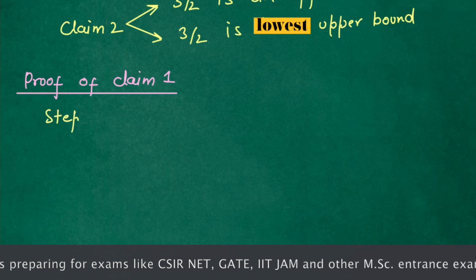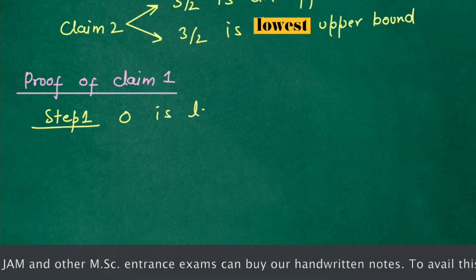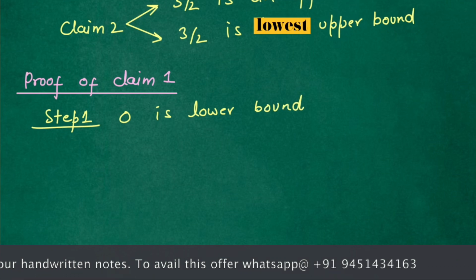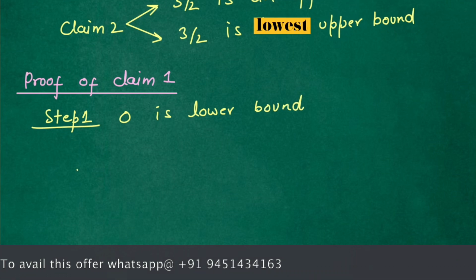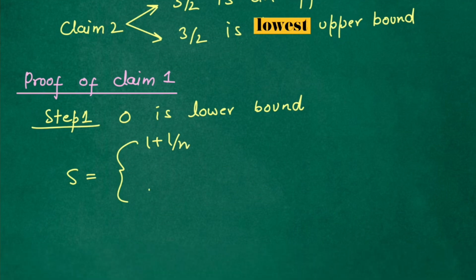So our step 1 is that 0 is a lower bound. Elements of set S are 1 plus 1 over n or 1 minus 1 over n. Here n is a natural number, right? That means n is greater than or equal to 1.